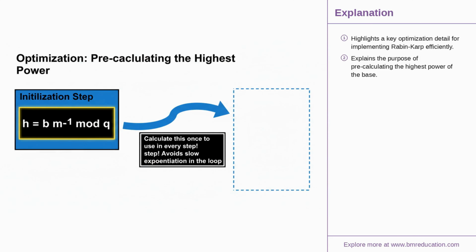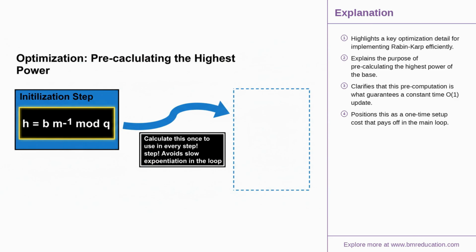A crucial detail for an efficient O(1) update is to pre-calculate the term b to the power of m minus 1 mod q. This value, representing the weight of the first character in the window, is used in every single rolling step. By calculating it once at the start, we avoid doing a slow power calculation inside our main loop, ensuring each roll is truly a constant time operation.